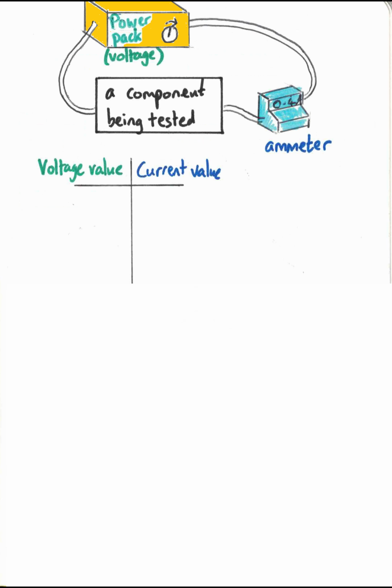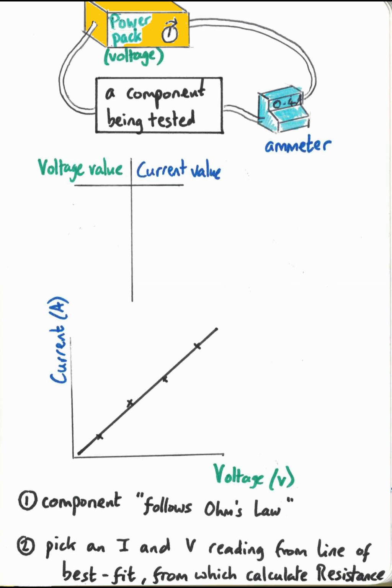Set up a really simple series circuit as shown, with the component to be tested in series with an ammeter and variable voltage supply. You can set the variable voltage supply at a whole range of different voltages, and for each voltage, write down what the current is. Then, plot these V and I values on a graph. Put a line of best fit through your points.